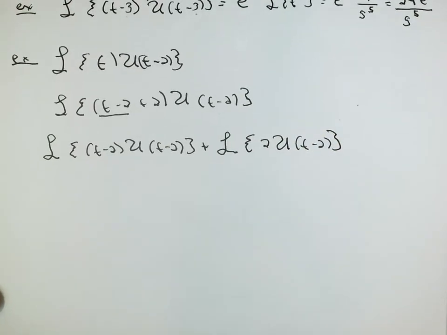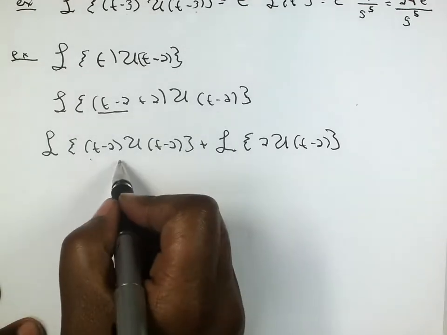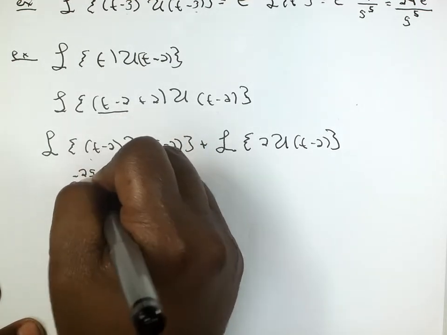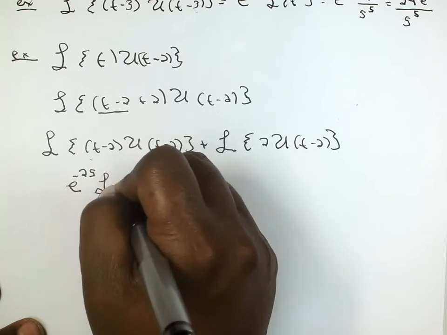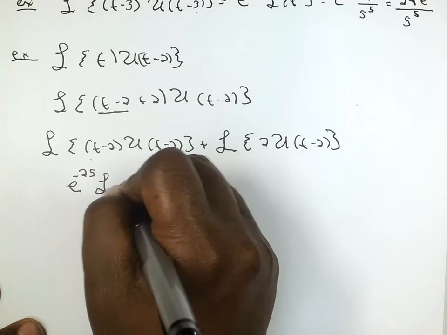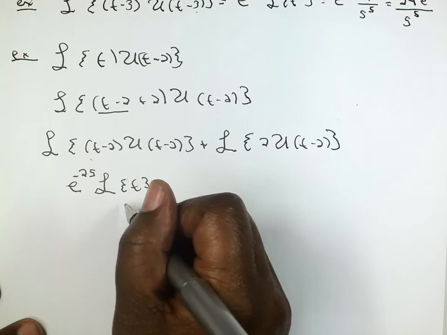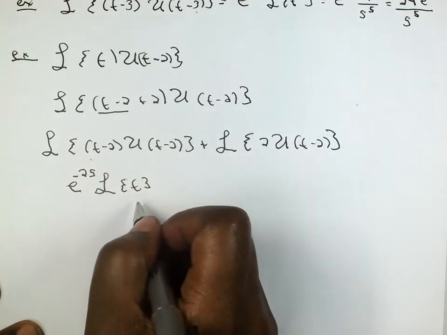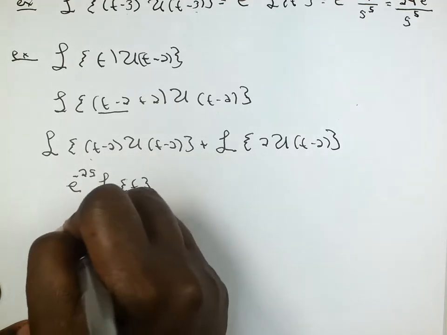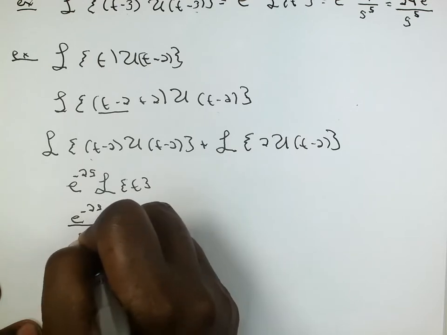Okay. So now these are the same. Our a is equal to 2. So that just gives me e to the negative 2s times the Laplace transform without that translation. It's just t. So we have the Laplace of t is just 1 over s squared. So we get e to the negative 2s over s squared.